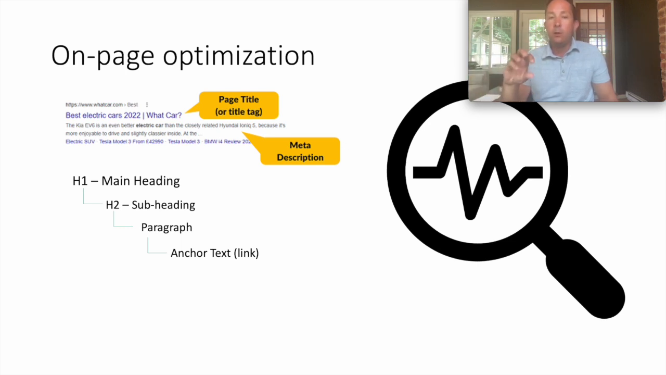And then when it comes to your subheading, your paragraph, and your anchor text, you want to have some kind of variations or associated phrases around that main topic. We'll walk through a specific example in the next lesson so you can see exactly what that looks like. But that's the idea of how you're optimizing your page itself.